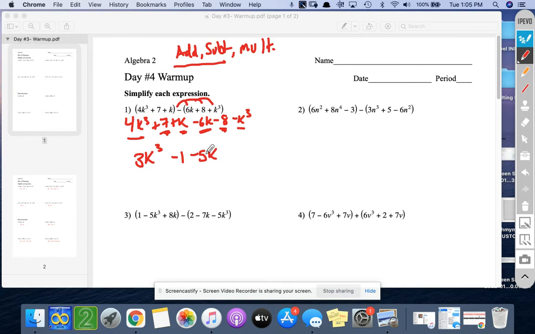Now, this technically is not complete because our answer should be in standard form. So I have to rewrite it. And there is the answer for the first problem. Okay, so standard form is highest exponent to lowest.